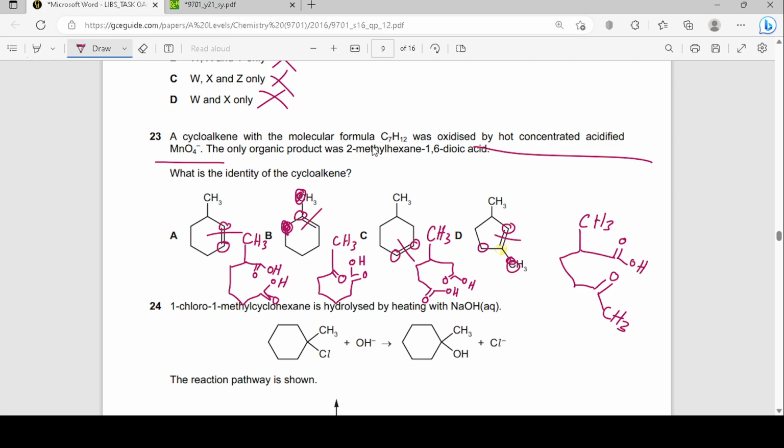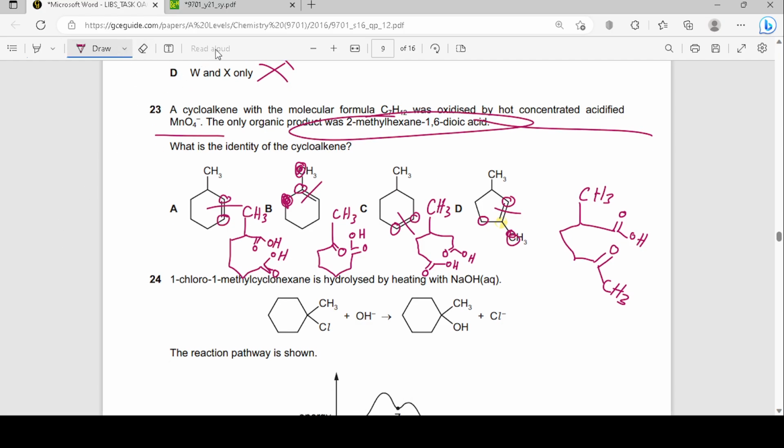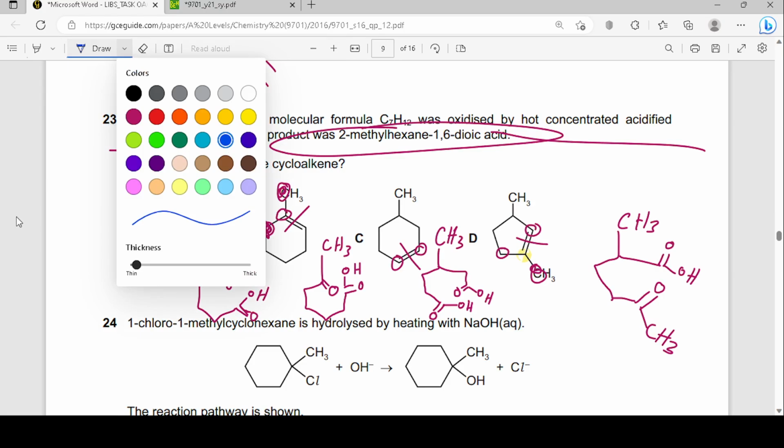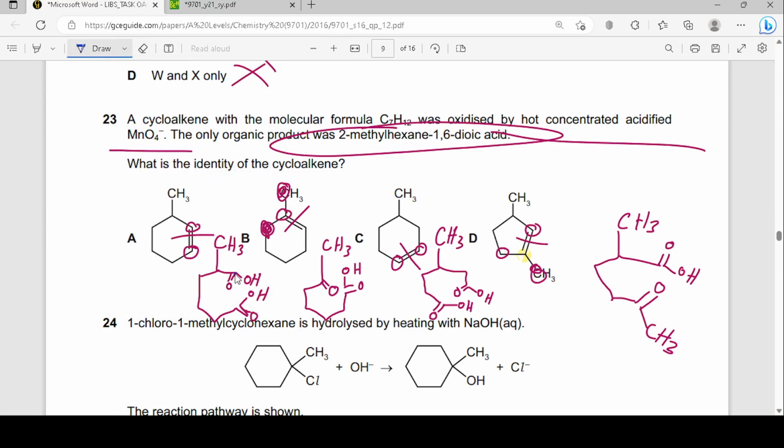Now I need 2-methylhexane-1,6-dioic acid. So the main chain has to be 6 carbon atoms long, I suppose, because it says hexane. And let me just see which one has 6 carbon atoms. So 1, 2, 3, 4, 5, 6. Okay, this has 6 carbon atoms, so it's hexane definitely. And dioic acid, yes, because on the first and sixth carbon it has a carboxylic acid group, which is right. And then it has to have a branch, 2-methyl, on the second carbon atom. So 1, 2. Yep, that's all valid. So I would say that A is the answer because it satisfies all the conditions.